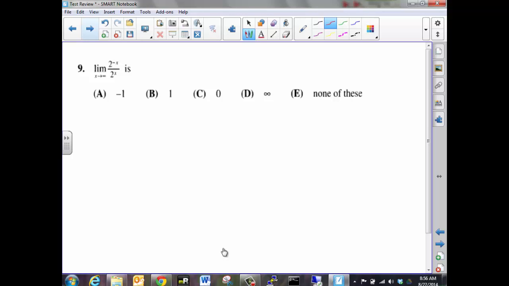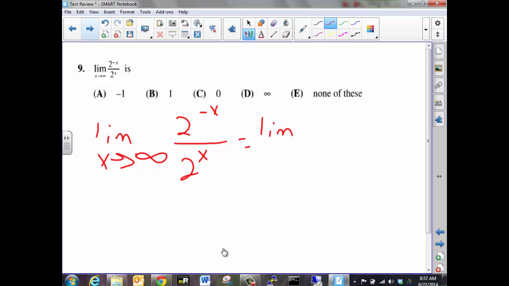What's 2 to the negative 10 million? Sounds like a small number, doesn't it? Well, let's see if we can help ourselves a little bit, okay? Could we rewrite this? How could we rewrite it then? Did somebody say yes, we could rewrite that? All right. So we could write it as 1 over 2 to the x over 2 to the x.